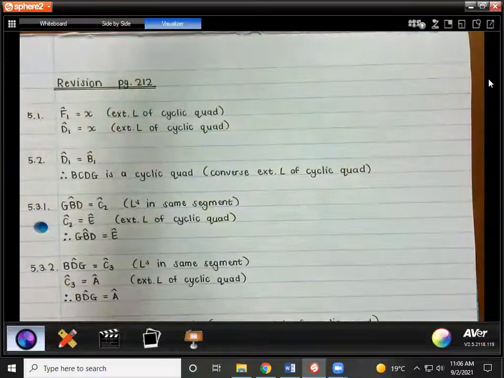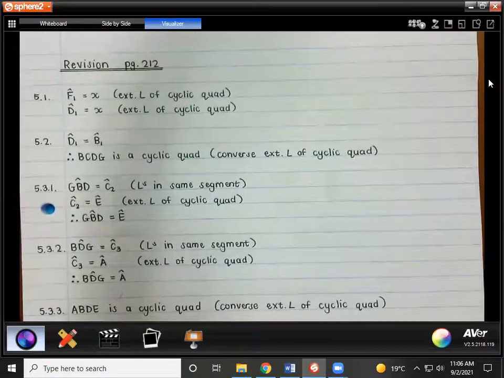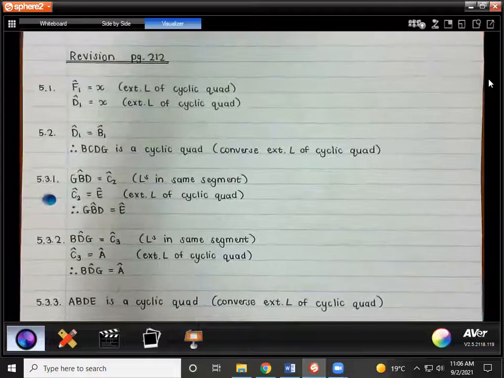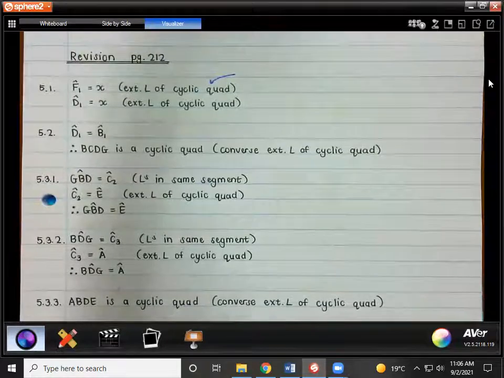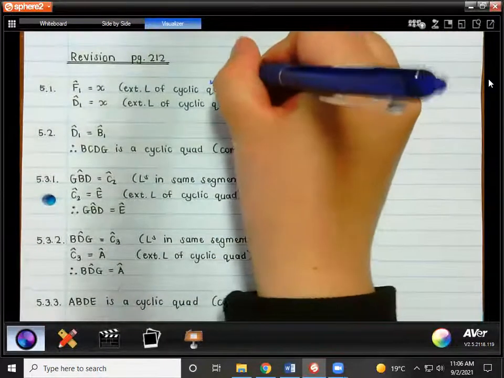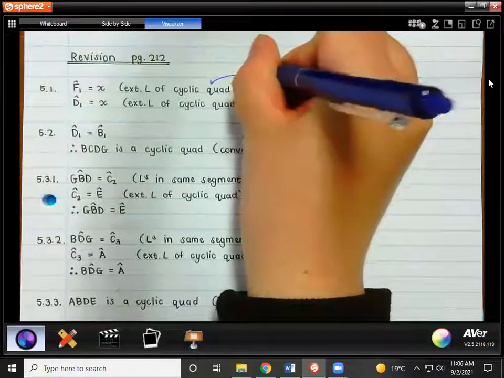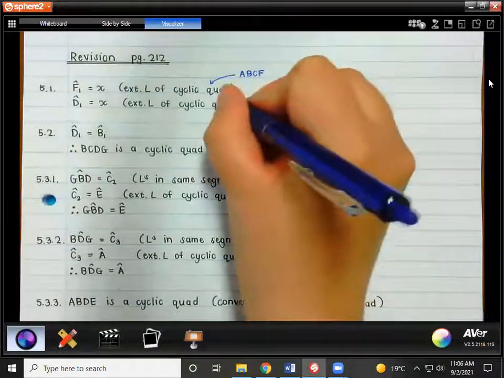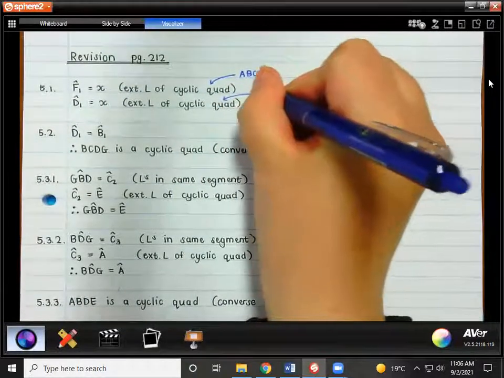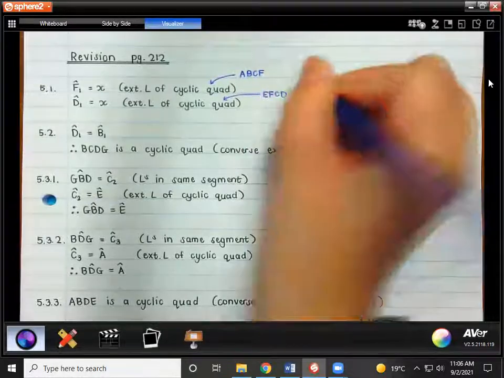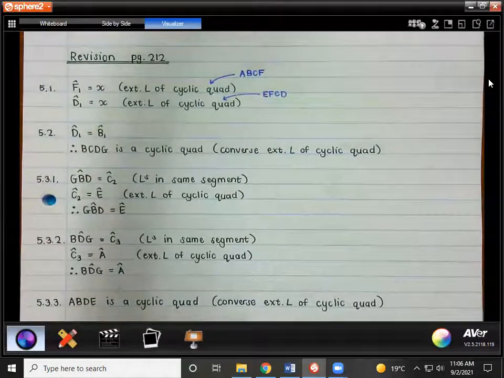I'll just show you where I wrote it out. There we go. So this first cyclic quad was, I'll just put the name there. You don't have to do that for the reason. It's just nice to keep track. This was for ABCF. And then the second cyclic quad was the bigger one, which was EFCD. Yeah, we find out that first one.